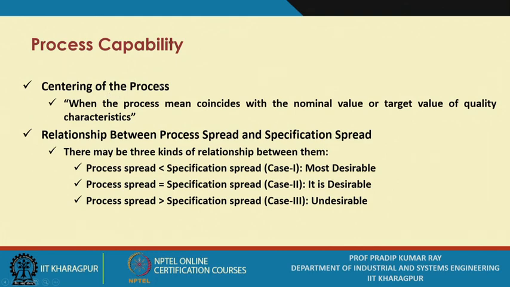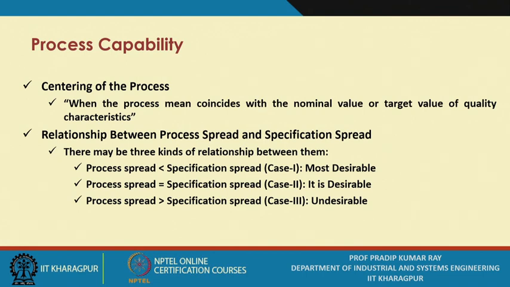Now, what is the centering of the process? This is an important term. Whenever you get a process and you try to improve the process performance, you carry out the process capability study. So the first thing you must know is how to achieve a condition which is referred to as the centering of the process: when the process mean coincides with the nominal value or the target value of a quality characteristic. So this is very, very important.